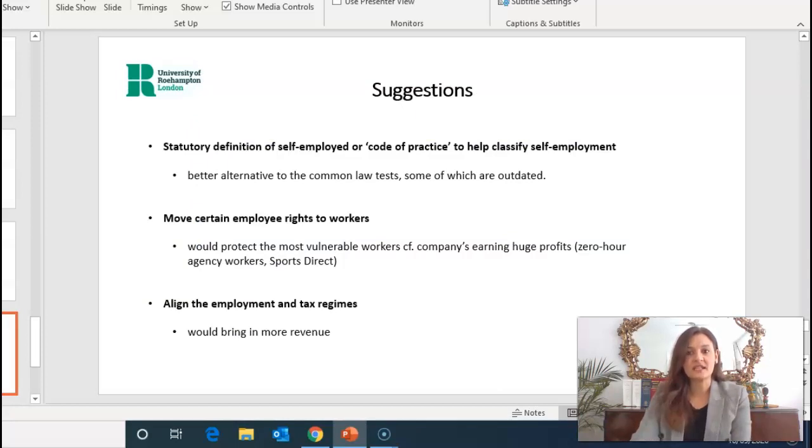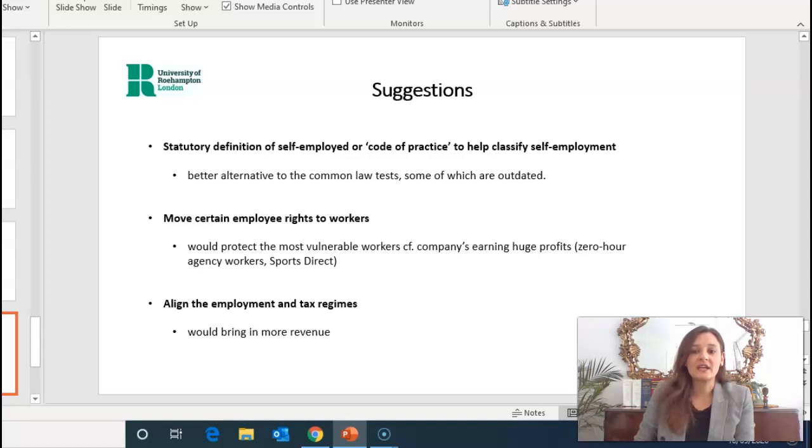And that's largely because the government is losing out on taxes because self-employed people pay their own taxes and national insurance contributions rather than the employers paying them. So there are suggestions, as I said, about making a statutory definition of self-employment. That's one idea. Moving certain employee rights to workers, so to be a lot more generous, and it would protect some of the most vulnerable workers.